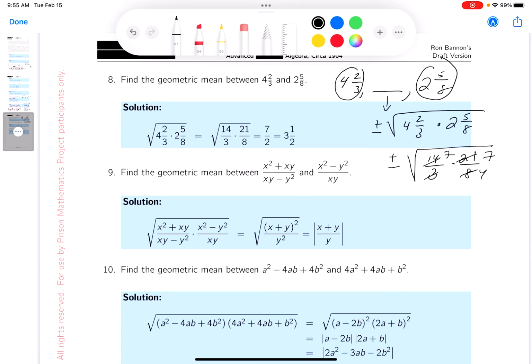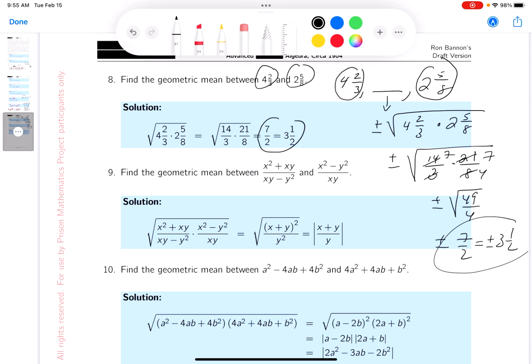And what do you get? 49 quarters. So it's plus or minus the square root of 49 quarters. And that's going to be plus or minus 7 halves. If you want to write the mixed number down, because I did speak in mixed numbers, what would that be? Plus or minus 3.5. By the way, both answers are good.